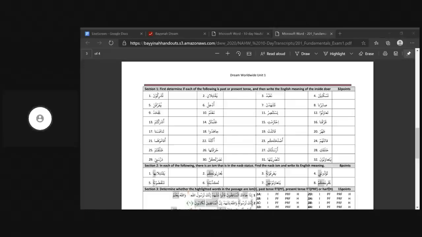I already explained ism fa'il. We're gonna go over active and passive in class today.